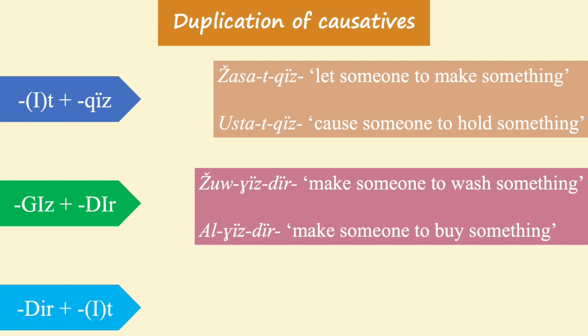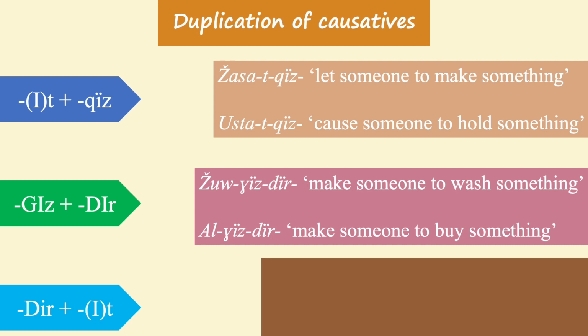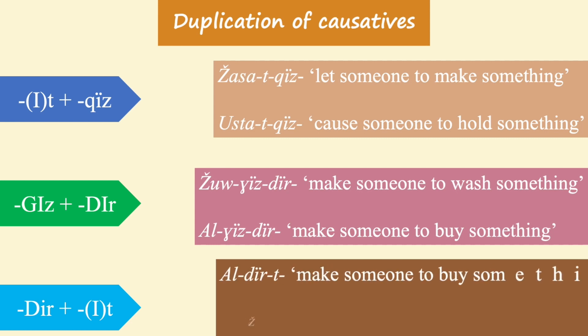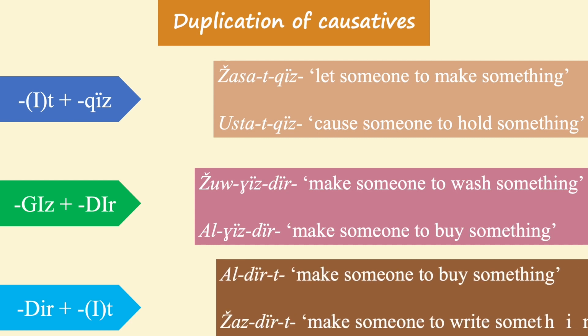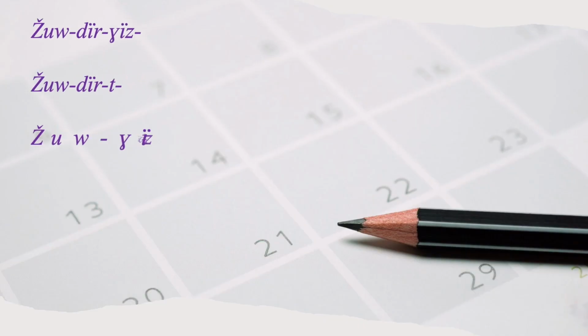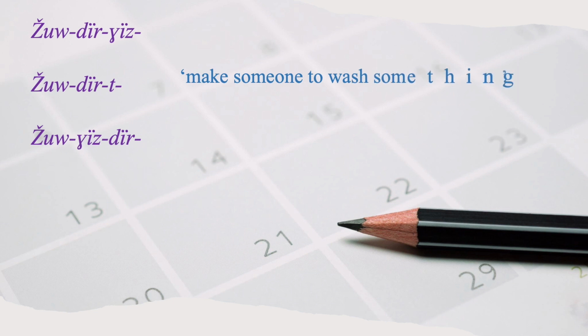The form ıt may occur after dır. Example, aldırt, make someone buy something. Жаздырт, make someone write something. Other combinations may be possible also. I also hear native speakers say жудырғыз or жудырт, except жуғыздыр, make someone wash something. I wouldn't say they are wrong. It is just a dialectical feature.